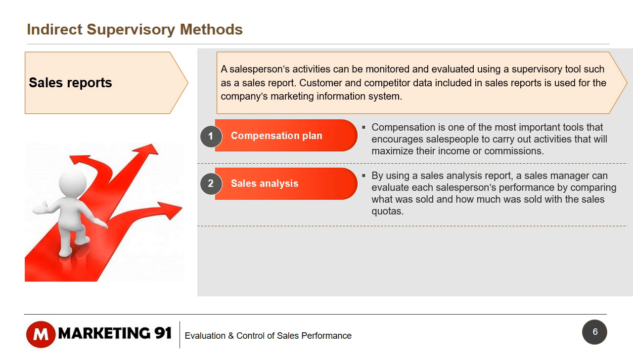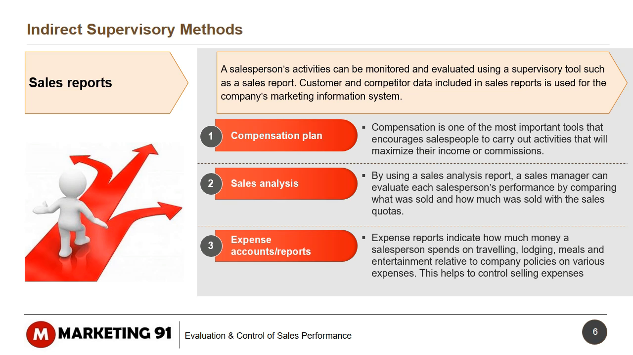Sales analysis. By using a sales analysis report, a sales manager can evaluate each salesperson's performance by comparing what was sold and how much was sold with the sales quotas. Expense accounts and reports. Expense reports indicate how much money a salesperson spends on traveling, lodging, meals, and entertainment relative to company policies on various expenses. This helps to control selling expenses.